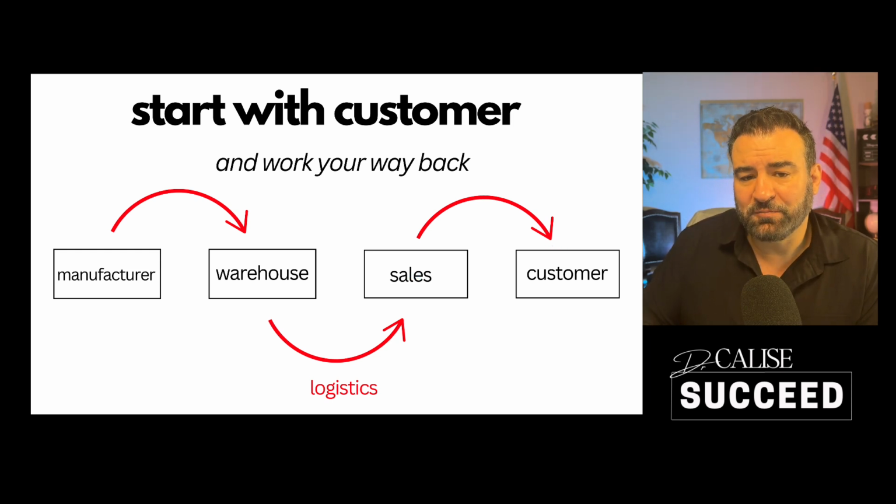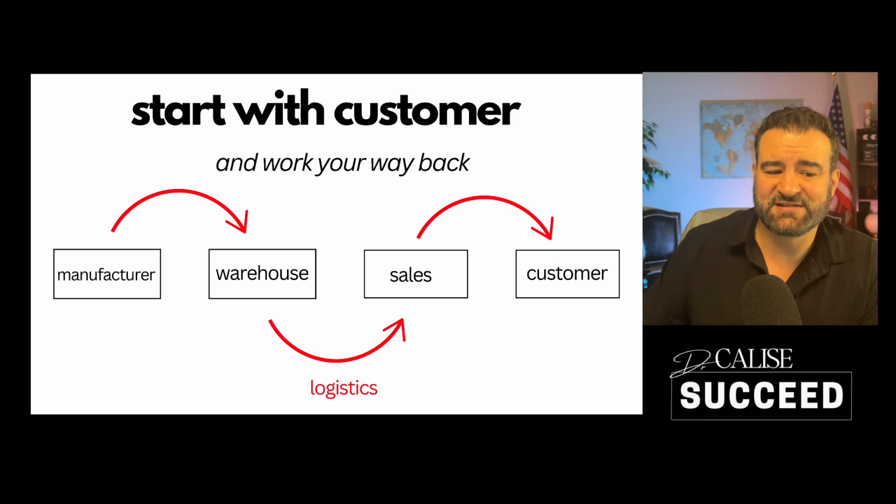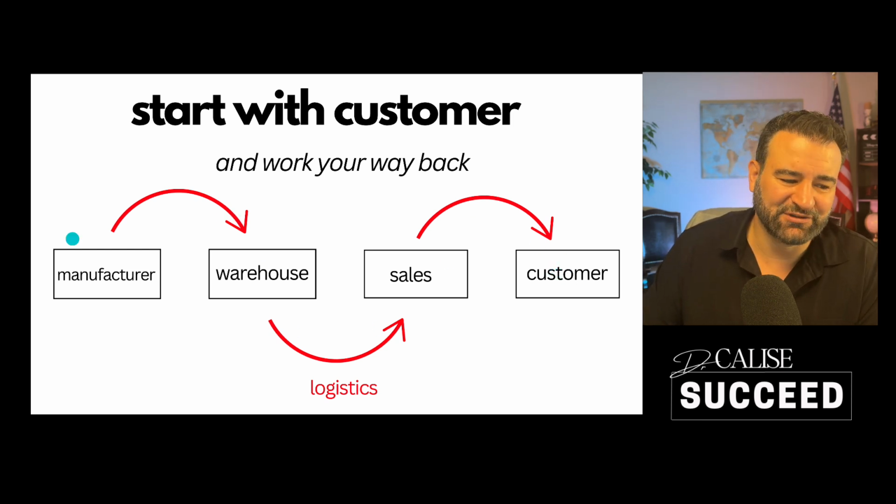Once we've identified our placement strategy, our degree of placement, now what we're going to do is instead of starting with the manufacturer and working back, I'm going to start with the customer. How does the customer want to receive your product? And then I'm going to go backwards and I'm going to work my process backwards. So I'm going to start with the customer. How does the customer want to receive my product? And then I'm going to go backwards.